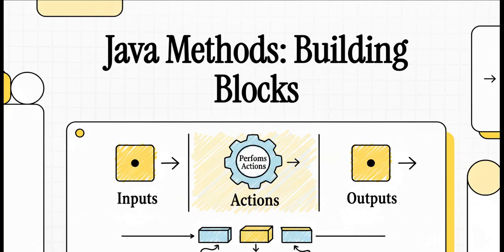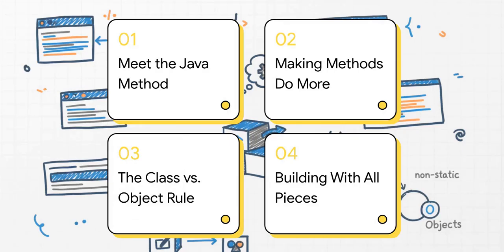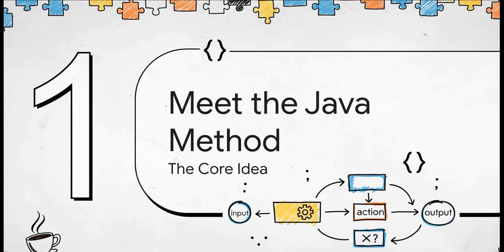So here's our game plan for today. First, we'll meet the Java method, what it is, and why it's so important. Then, we'll look at how to make our methods do a lot more, giving them some real power. After that, we'll get into a super important rule, the difference between a class and an object. And to wrap it all up, we'll put all those pieces together and see how they create a real working program. Let's do it!